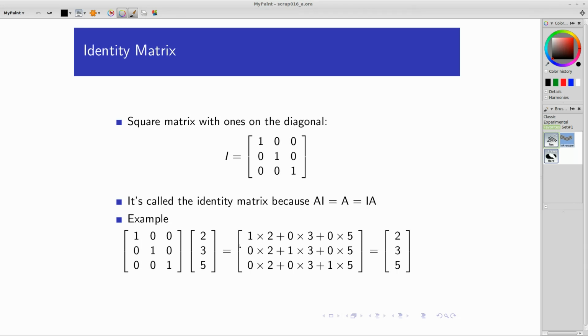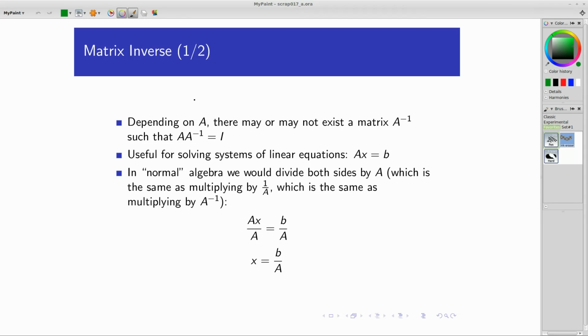So here's an example. I'll let you take a minute to work through that. Here's multiplying this 3 by 3 identity matrix with this vector, and sure enough, you get exactly the same vector as the result. Well, why is that interesting? Well, one reason it's interesting is that it's going to give us, loosely speaking, a notion of division for linear algebra.